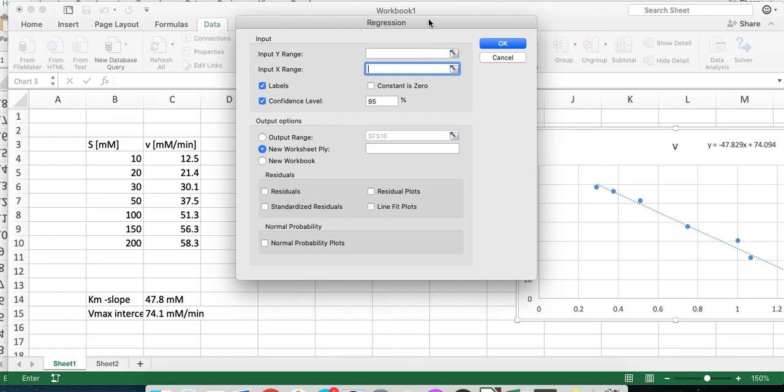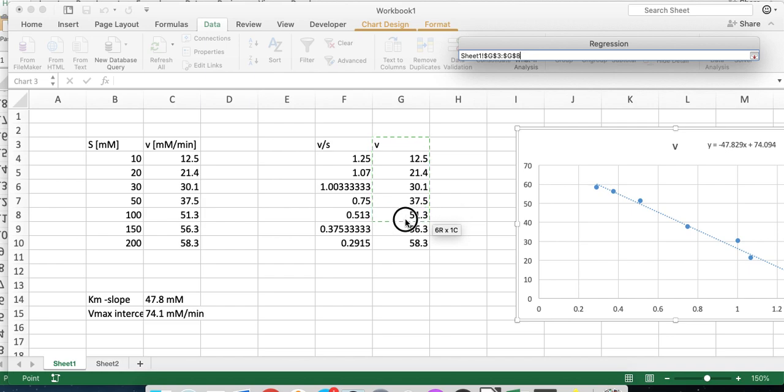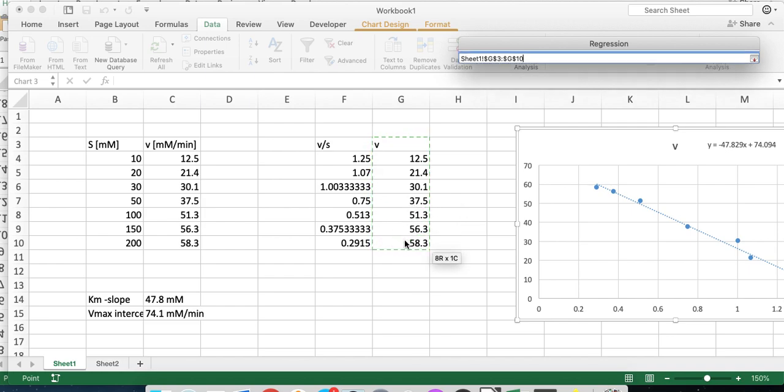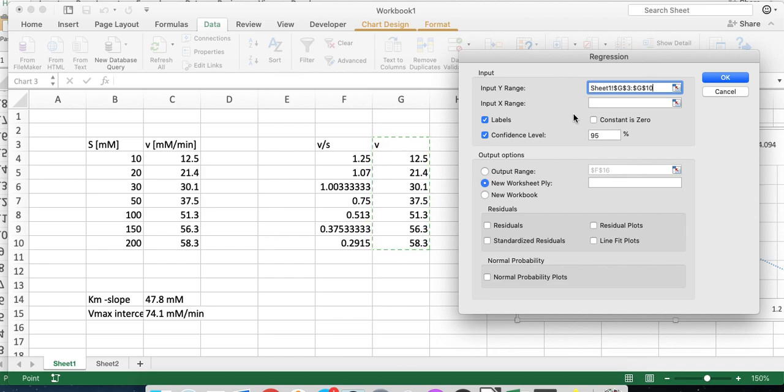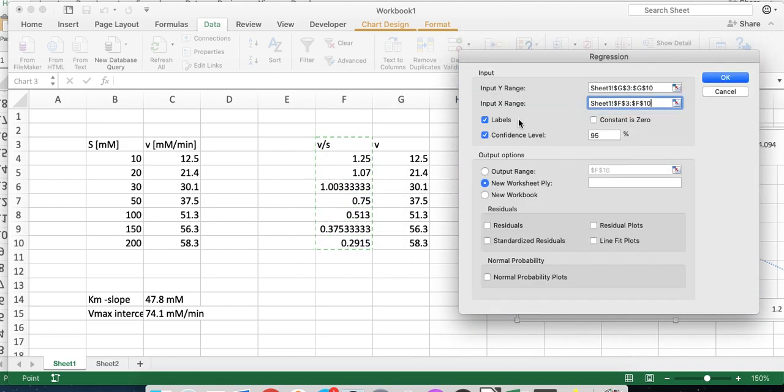Okay, so the program asks us for the input y range, and our y range is this column here. So we simply highlight the entire range, and we also take our label in the first cell with us. We do the same thing for the X range. This is our V over S, the rate over substrate. So we have these input data. We do have labels, here and here, and we have a confidence interval.